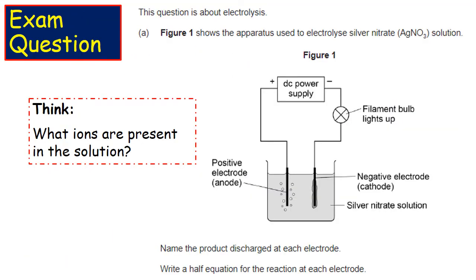So here's an exam question. It's about electrolysis, unsurprisingly, and you are going to electrolyse silver nitrate, and they've given you the chemical formulae there. So name the product discharged at the electrode. Write a half equation for the reaction at each electrode. So pause the video and have a go at this one.